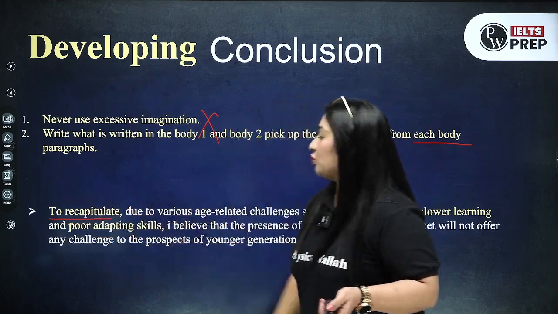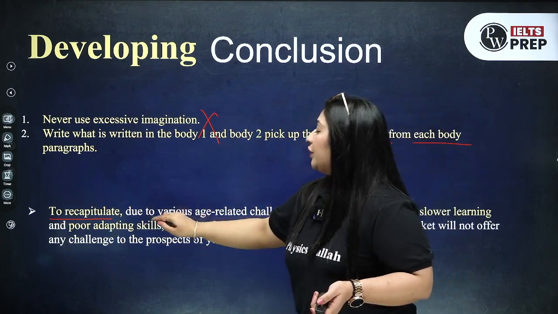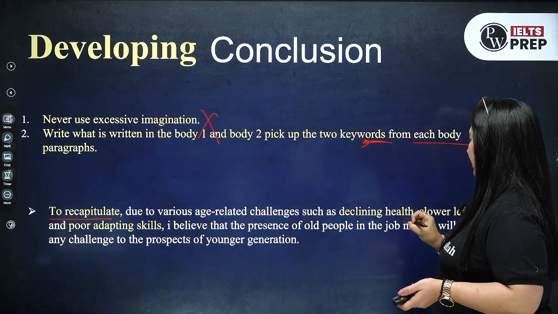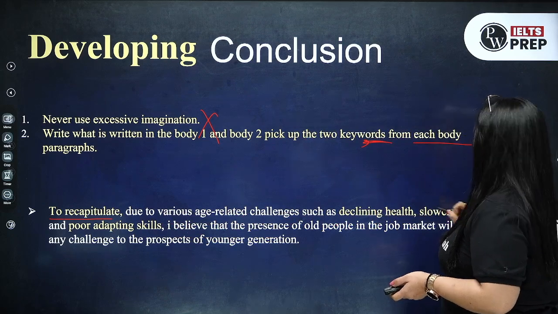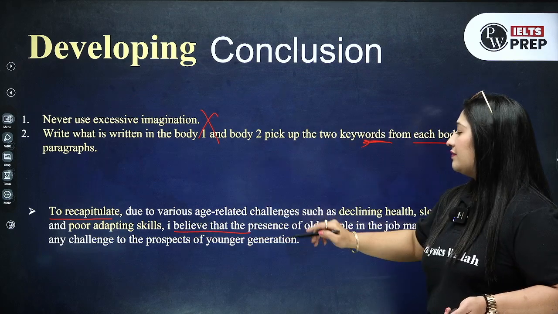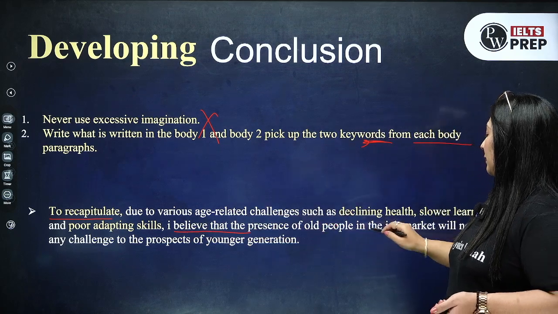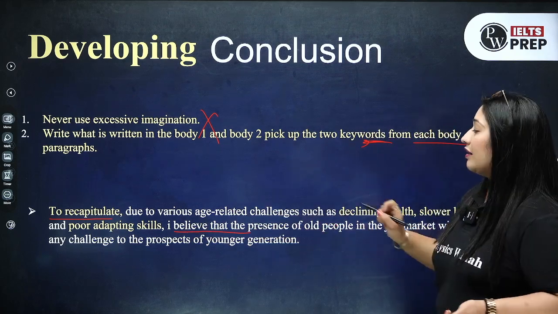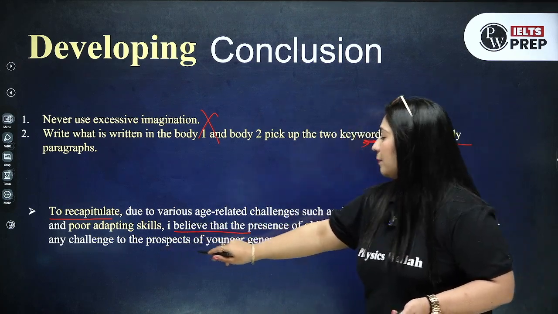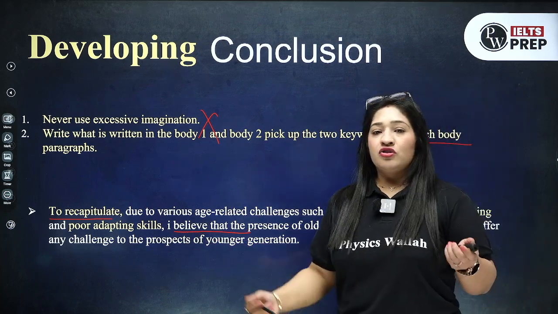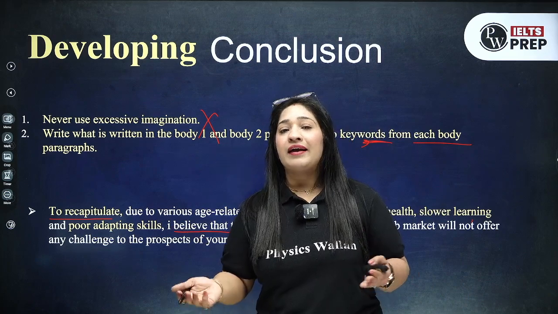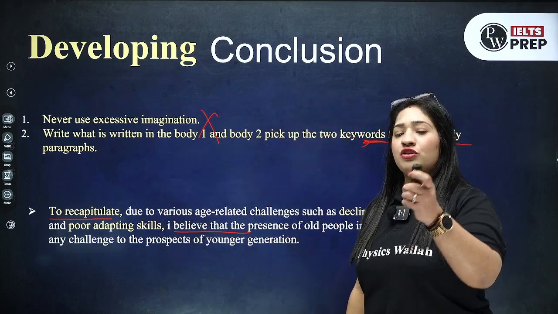To recapitulate, due to various age related challenges such as declining health or slower learning and poor adapting skills, I believe that the presence of old people in the job market will not pose any challenge to the prospects of the younger generation, right? So this is how I have concluded, because this is what I have spoken in my entire essay or written in my entire essay. Same thing I'm going to write down in short.